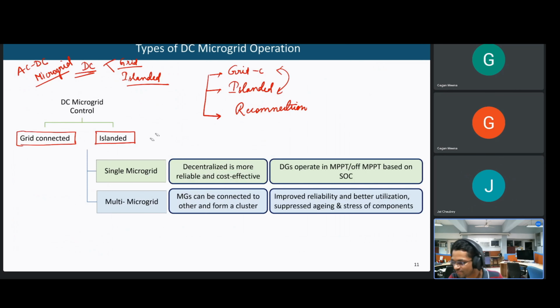So we were here. DC microgrid control. There are two modes, grid connected and islanded, and transient also we will see in this DC hybrid microgrid. For islanded we have two options. One is when there is only a single microgrid. Second is when there are multiple microgrids. In a single microgrid, here we can use decentralized or centralized or distributed. We are going for decentralized.